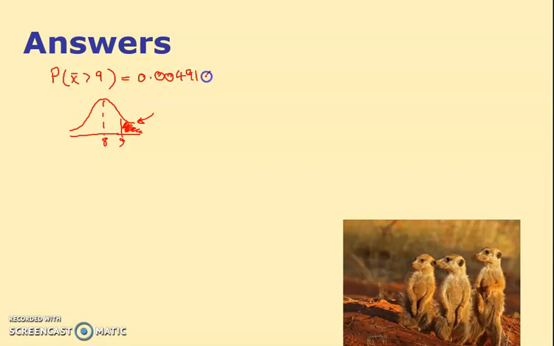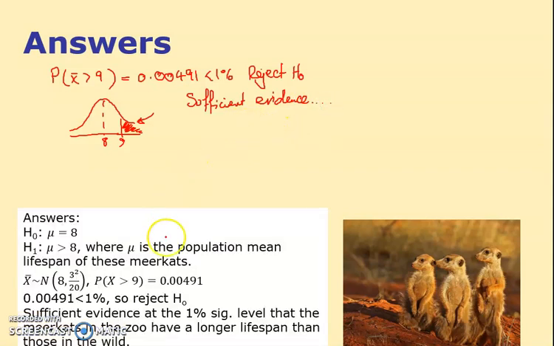0.00491. Now this is lower than 1%. It was a one-tailed test at the 1% level from memory. So this is lower than 1%, so we would say we reject H0. We don't think H0 was right. We have sufficient evidence, and this is the wordy bit that you always have to write, isn't it? It's a bit annoying. I might not bother writing it all down. In fact, I'll just check my answer, see what that said. Sufficient evidence at the 1% significance level that the meerkats in the zoo have a longer lifespan than those in the wild. Right, that makes sense. And everything else there is right.